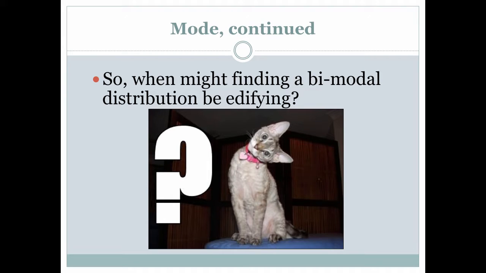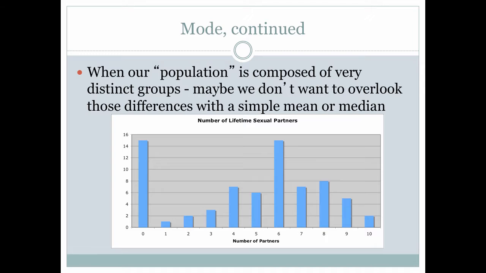So when can a bimodal distribution be edifying? When can we justify it, or when can it be useful? When our population is really composed of two or more very distinct groups. Maybe we do not want to overlook that very factor. Maybe there are simple differences that we really need to take into consideration.